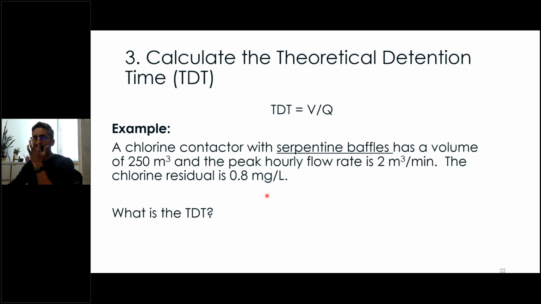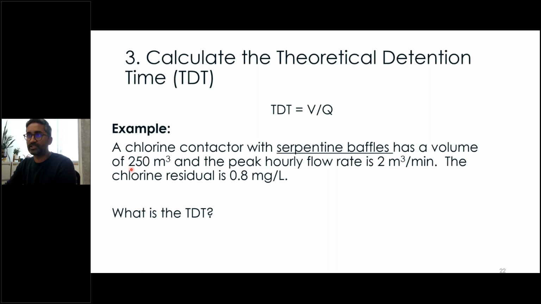So quick example here, let's say you have a chlorine contactor, it's got serpentine baffles. That's not important to us yet, but we'll get to that in a second. But it has a volume of 250 cubic meters. Okay, so we have the volume, that's our V, and the peak hourly flow rate is 2 cubic meters per minute. So if I look over an hour, what's the maximum flow rate that I observe? The peak maximum flow rate, the Q value, 2 cubic meters per minute.